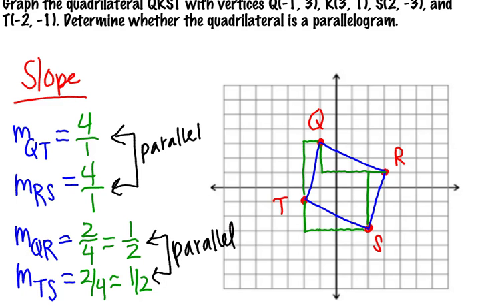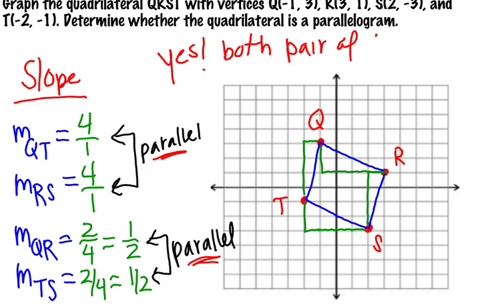And now I can decide, is this quadrilateral QRTS a parallelogram? And I hope you're thinking, yes, both pairs of opposite sides are parallel. So, yes, both pairs of opposite sides are parallel. Good work, team. We did it.